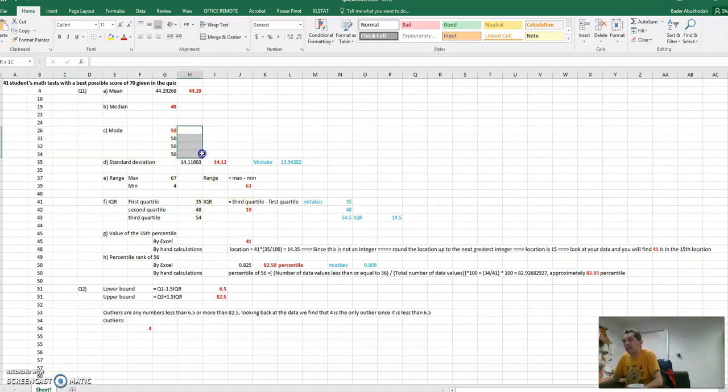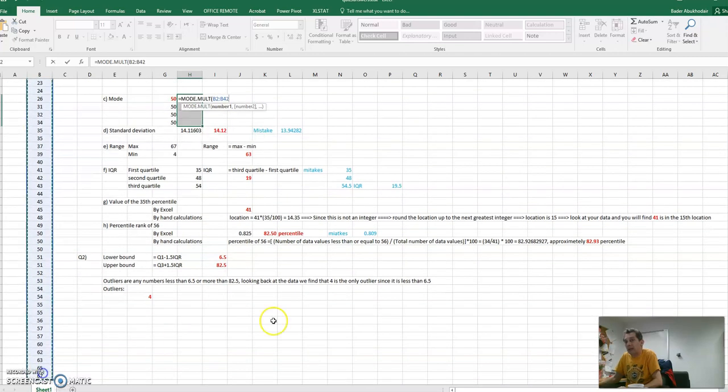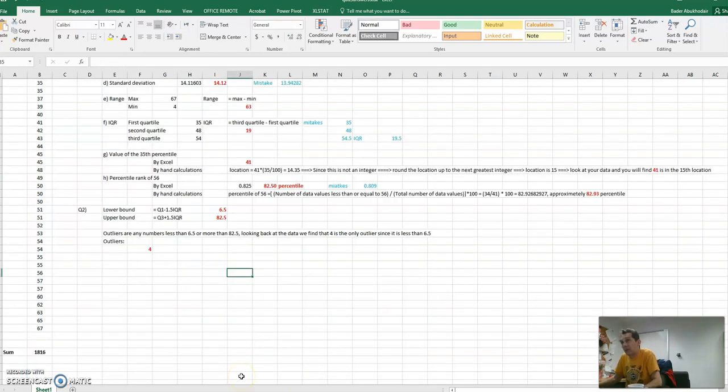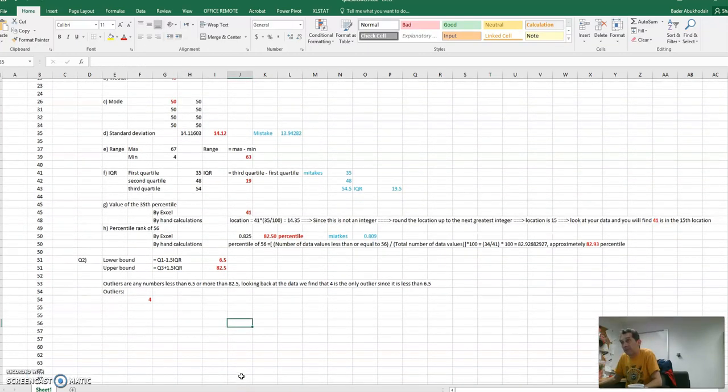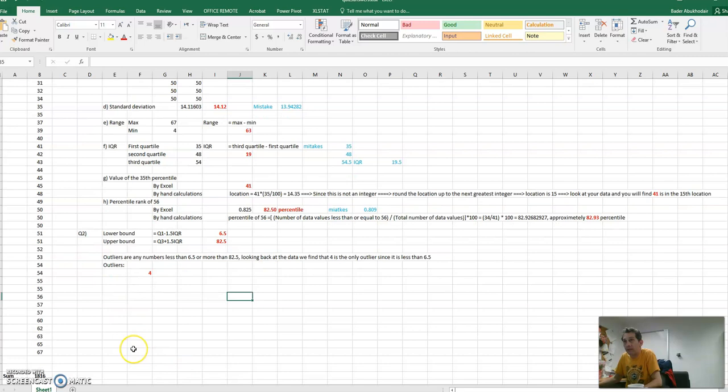You pick 3-4 cells over here, then don't click anything, you just type equals, then you pick mode multi-mode, then you pick your data. Now don't hit enter yet. Once you're done, just hit Control Shift Enter all together. So one finger on Control, a second finger on Shift, and a third finger on Enter, and it should give you all the modes if they exist. If you have more than one mode, it will give you more than one mode. Over here it just has one mode, that's why it filled up one mode.